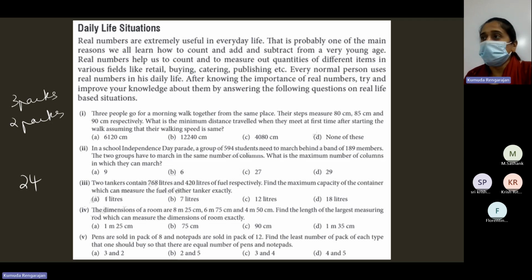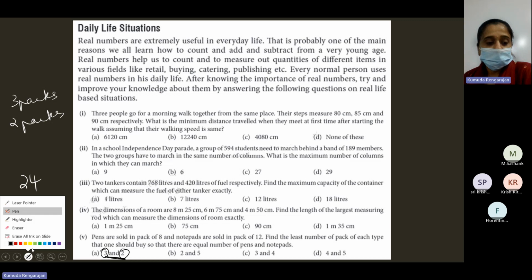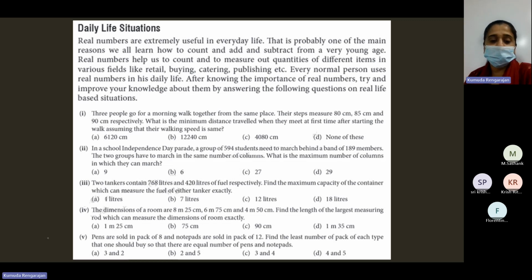So 24 means how many packs of pens? 3 packs. And how many packs of notebooks? 2 packs. That's what the options given here say. 3 and 2. Three packs of pens, so 24 pens. Two packs of notebooks, so 24 notebooks. And 24 is the LCM of 8 and 12.